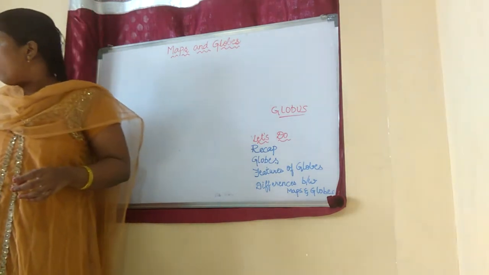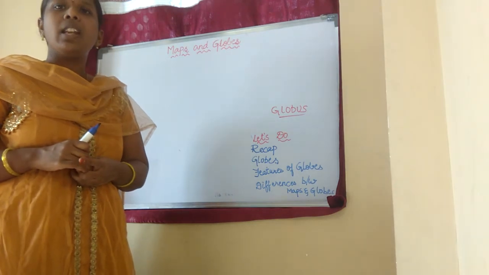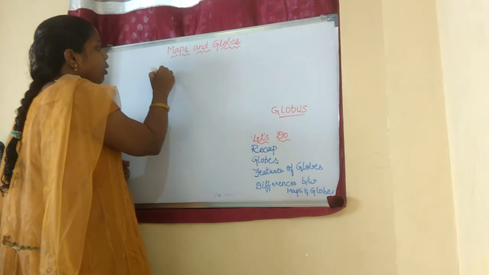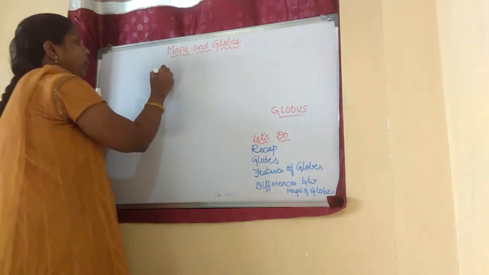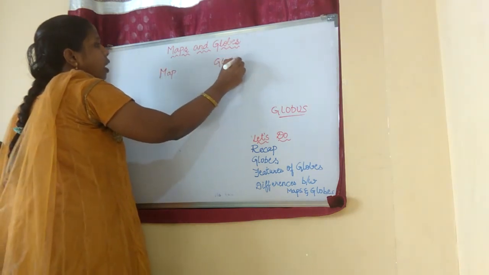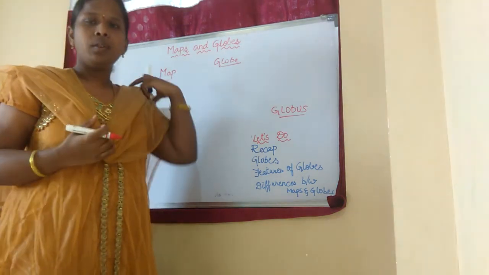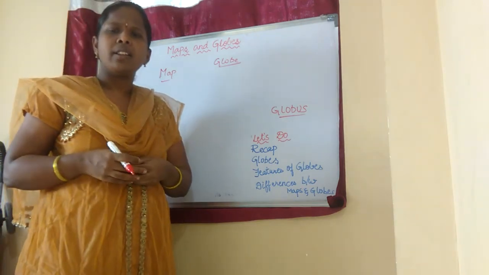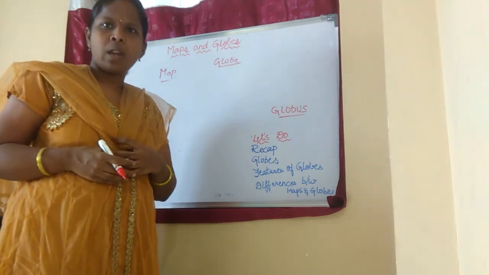Okay children, now we are going to discuss what the differences are between a map and a globe. This is a very important question, children. Up to 10th class we have to know what is a map and what is a globe, and it will be with you till 10th class. And not only in 10th class, if you are going out, they will ask a question. If anyone asks what is a map and what is a globe, you have to answer, right?